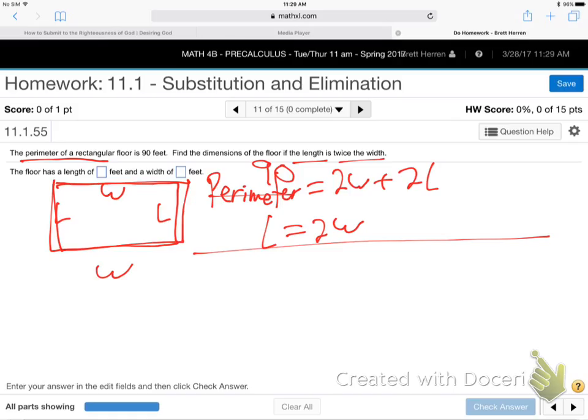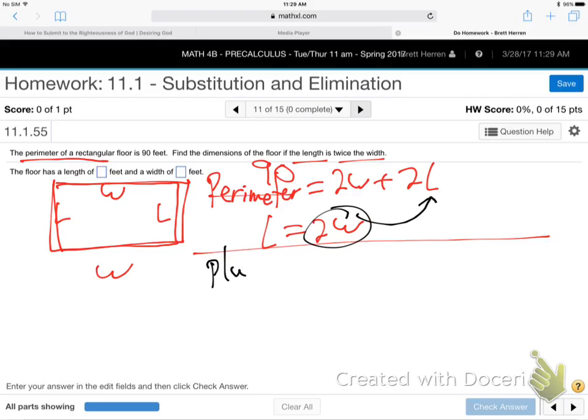This would be real nice to plug one into the other. Let's go ahead and do that method. You know what I mean by that? See how the bottom one says length equals 2 width? That means wherever you see L, you're allowed to replace it with 2W because L is 2W. So I can come up here and go, oh, I'm going to stick 2W in right there.